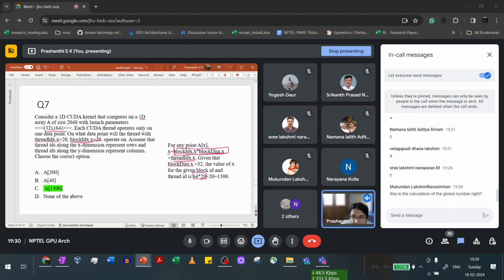And then in this particular block, for the thread with ID 20, you'll have to account for the previous threads. So that's again adding 20, which comes to 1300. Essentially this is the same as your calculation of the global thread ID. If you have a 2D matrix, it will be slightly different, and we have a question on that somewhere below, so we'll come back to that. Is this clear for now?